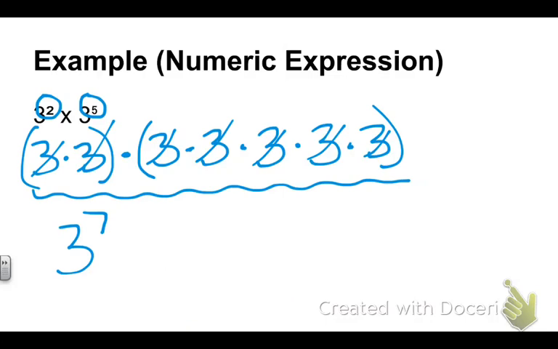So hopefully you noticed the exponent of the 2 and the exponent of the 5. How do you go from 2 to 5 to 7? Add them. That's why we're adding the exponents.